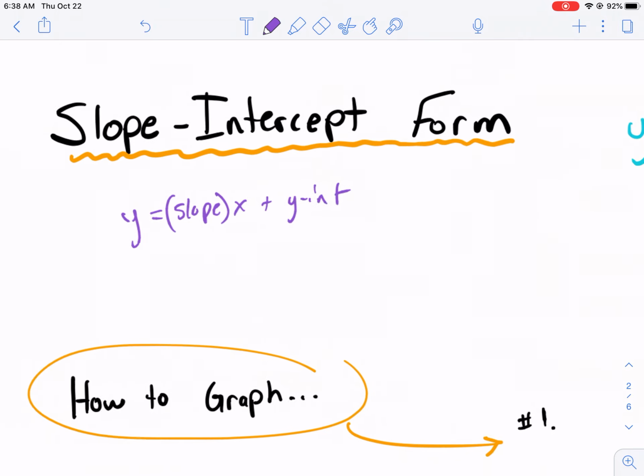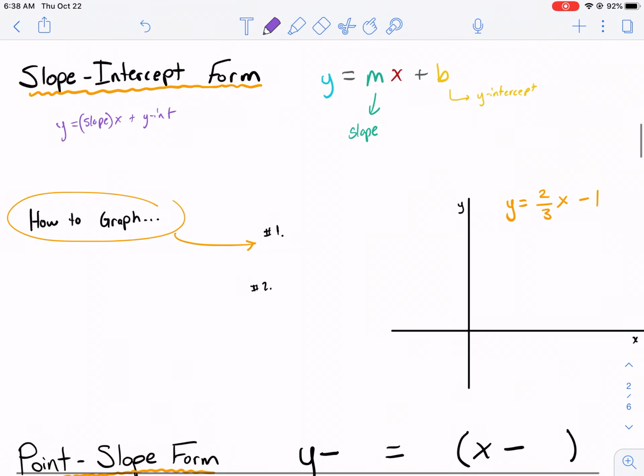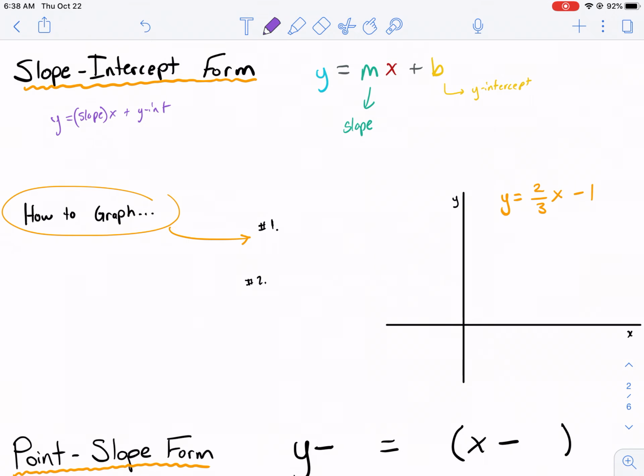That's what I used to teach my students, that you don't even need to worry about the m and the b if that's confusing. All right, how to graph. This is kind of like a two-step process.